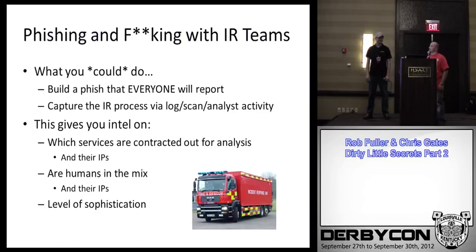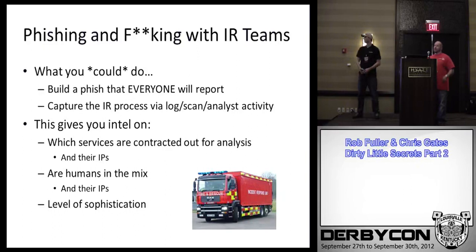So, what you could do is build a fish that I want everyone to know is a fish. Let that work its IR process. So, who do they come from? Are they using a cable, like a Comcast cable pop, to do their analysis, or are they coming from the corporate land? Which sandboxes start running and connecting to stuff? You'll see Blue Coat hit you, you'll see some guys in Russia, you'll see the guys from UC Santa Barbara hit you. Are there humans in the mix? Did someone actually go to the site and look at it and browse around, or did they just let the automated tool do its thing and make a yes or no decision after that? And so really the level of sophistication of the IR group.